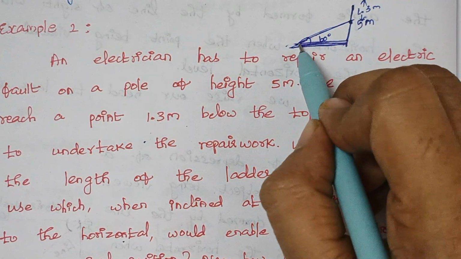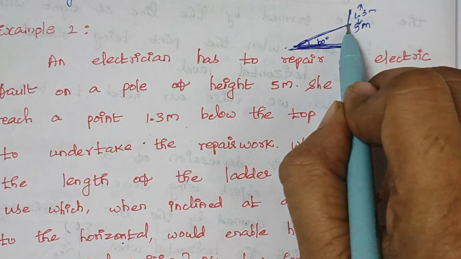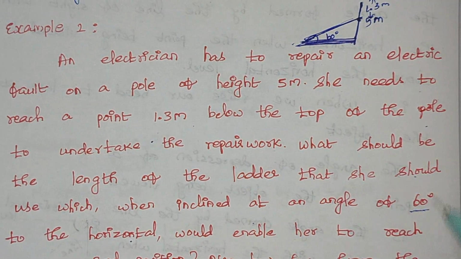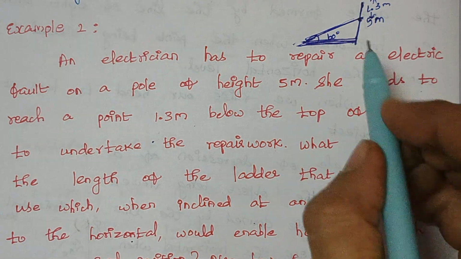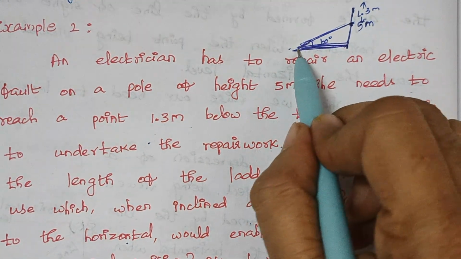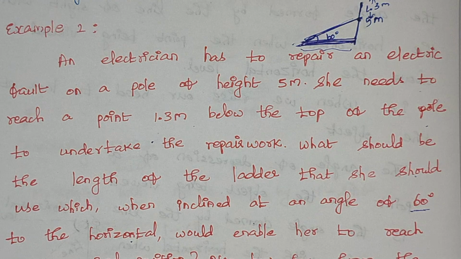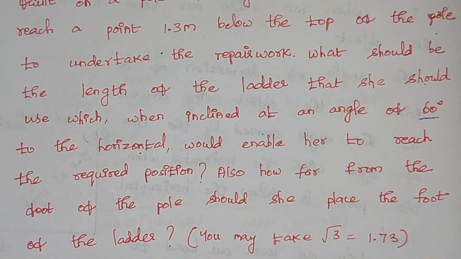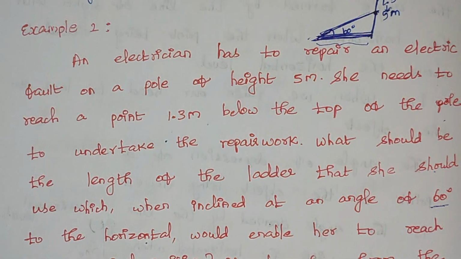The ladder is placed at a point on the ground, to the point where it is 1.3 meter down from the pole. You have to find the length of this ladder. Then the next thing is also how far from the foot of the pole should she place the foot of the ladder. This is your foot of the pole and this is your foot of the ladder. So you have to find this distance also. Here again, you may take root 3 as 1.73. So this is our problem.